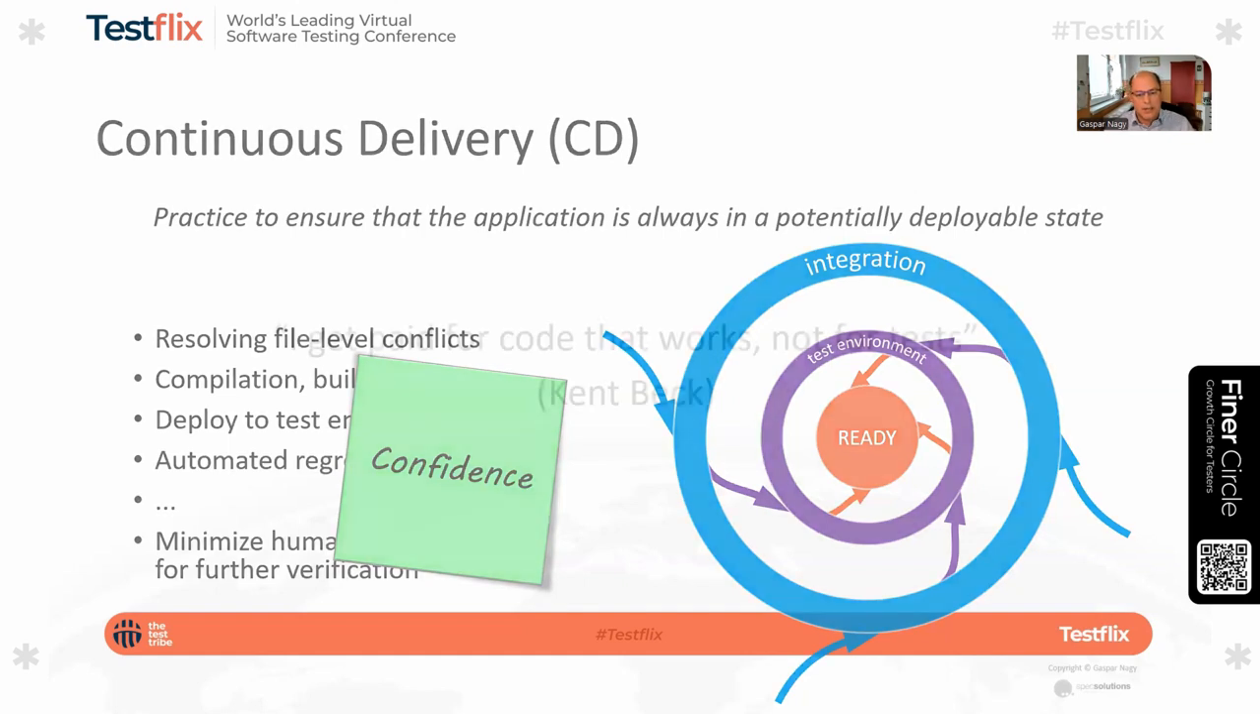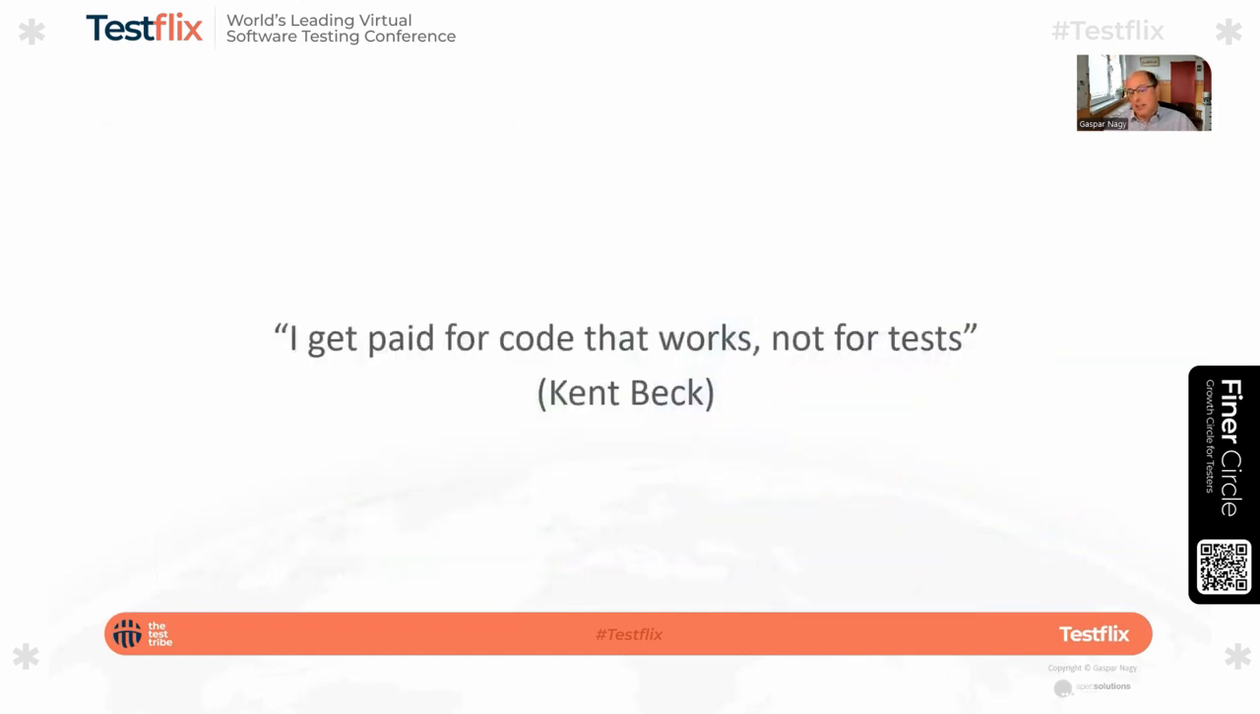And I think there is a very interesting and also provocative quote from Kent Beck. He was saying at one point that he gets paid for code that works, not for the tests. And understand it well: that doesn't mean that the tests are not useful, but tests shouldn't be our primary goal, the goal should be code that works. So basically, our confidence in the quality of what we have delivered.